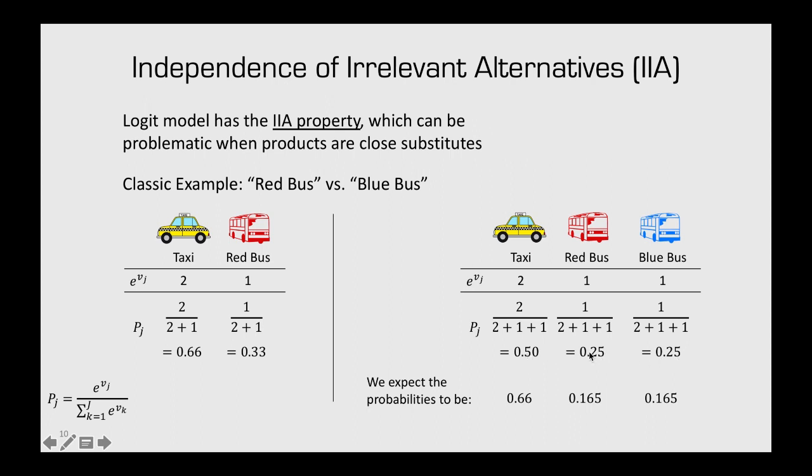So what the Logit model is doing is it's pushing some of the probability over to each of these alternatives, the red bus and the blue bus, and the taxi is now being brought down to 0.5. So it's really underestimating what the real probability would be for choosing the taxi. And in reality, I should probably just model these bus alternatives as the same alternative, just one bus. So if you're running a model where you have choices between alternatives that are very similar, that's where IIA becomes a problem.